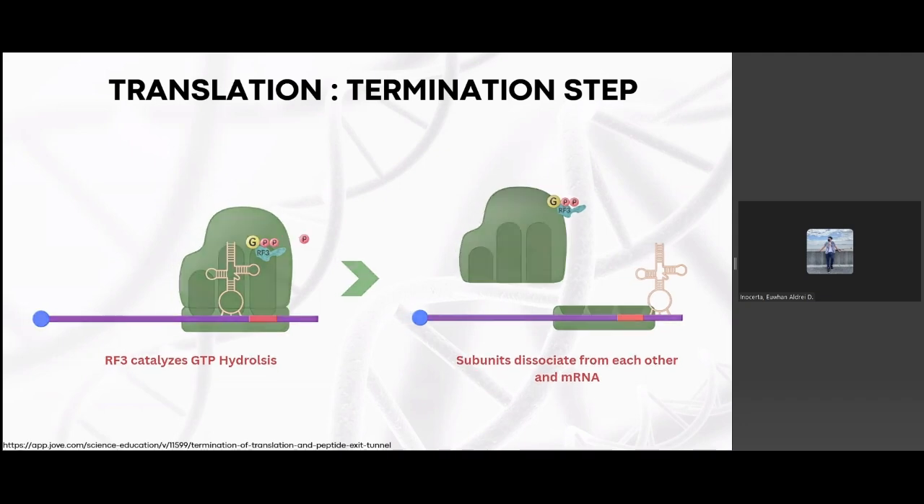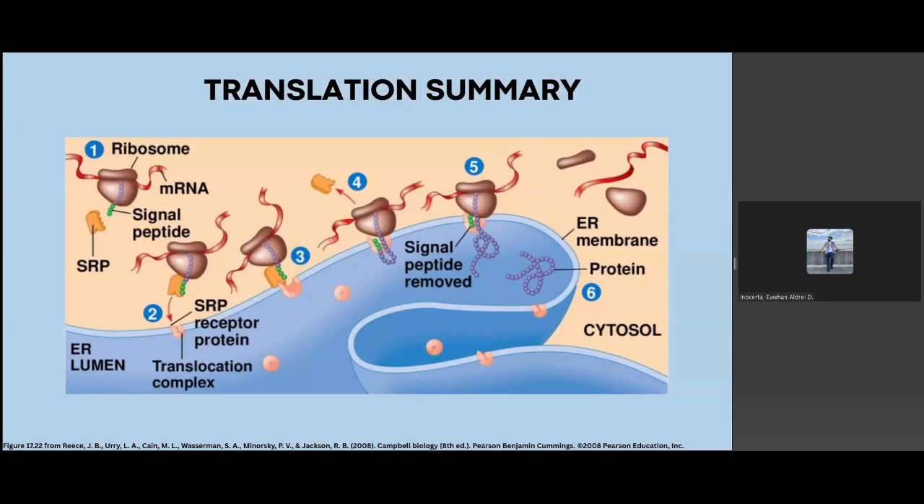So in this slide, this is a summation of the translation process, highlighting the initiation step, in which the ribosome, mRNA, and signal peptide are involved. We also have the elongation step, which involves the SRP receptor protein and the translocation complex that were discussed earlier. And lastly, it involves the termination step, where the signal peptide is removed and the protein is successfully released.